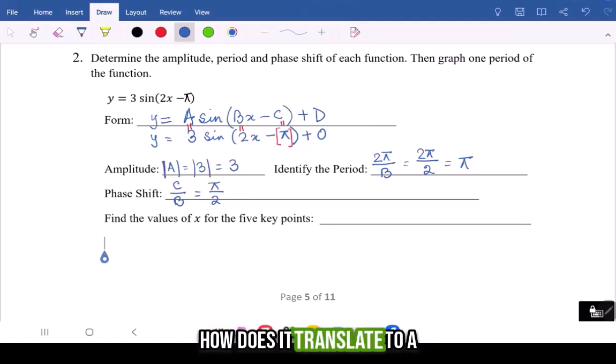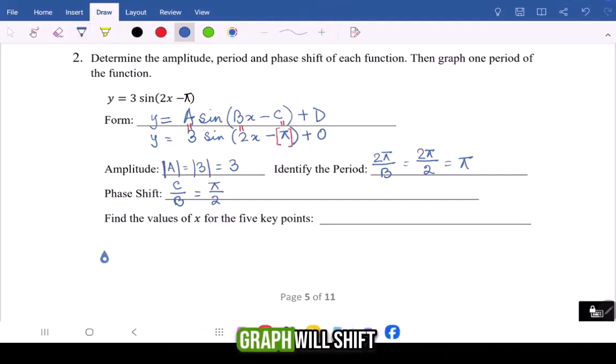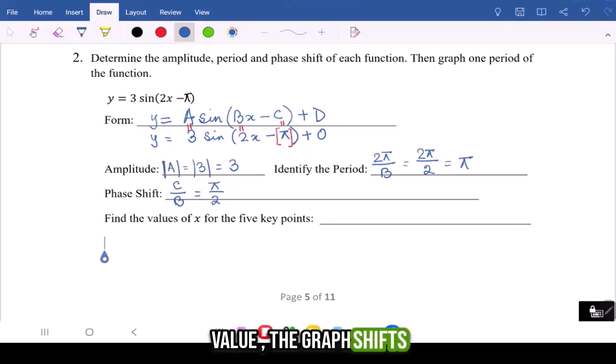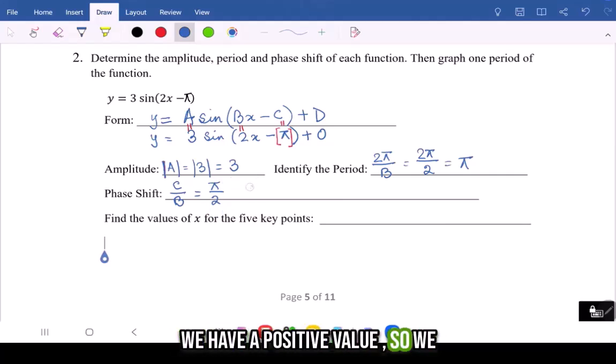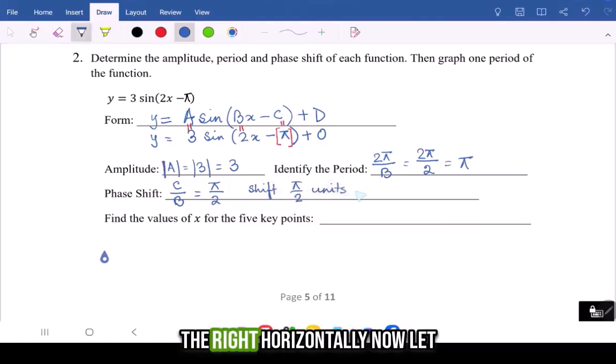But how does it translate to a horizontal shifting? Since pi over 2 is a positive value, the graph will shift pi over 2 units to the right. That's what this value tells us. If the phase shift has a positive value, the graph shifts horizontally to the right. If it is a negative value, it will shift horizontally to the left. Now we have a positive value, so we are going to say that the graph will shift pi over 2 units to the right horizontally.